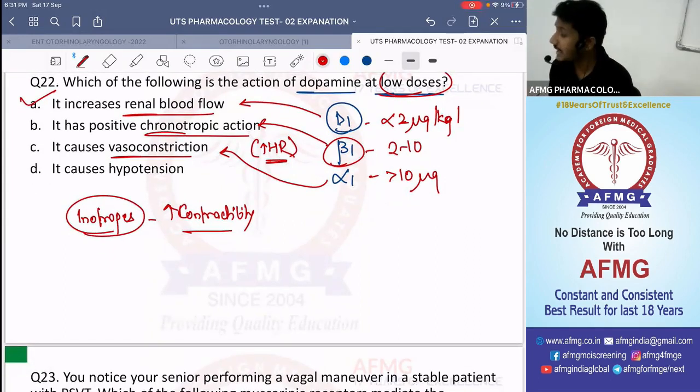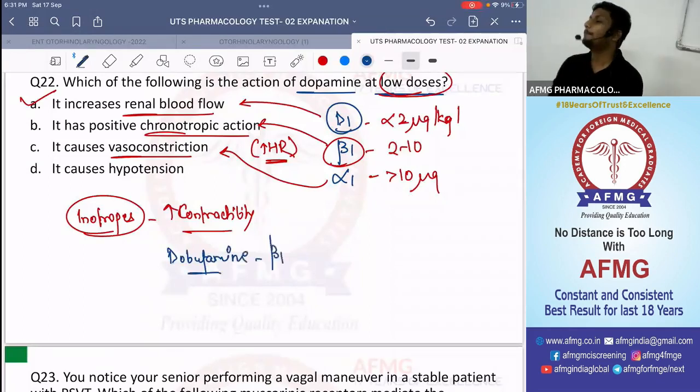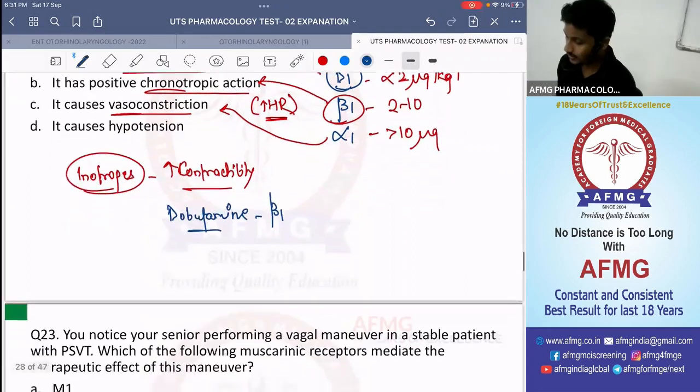Now, the other inotropes that you need to remember: can anybody tell which is the inotrope which only acts on beta-1 receptors? Very good. The one which acts selectively at the beta-1 receptors, the answer is dobutamine. Please remember this. And the one which acts on all the receptors is adrenaline, or epinephrine. No issues with this. Okay, so remember this.